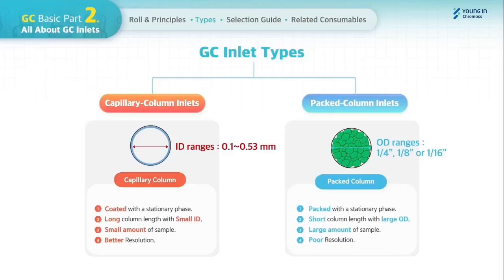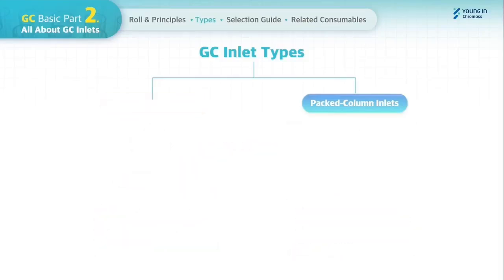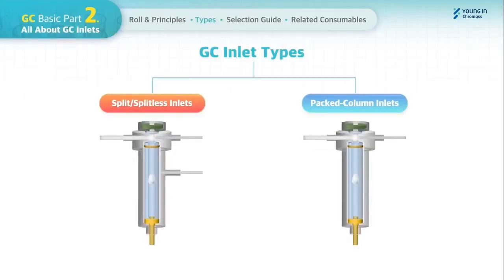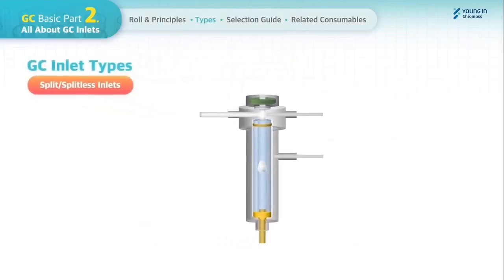The mostly used inlet in capillary column inlets is a splitless inlet. We will talk about more details of schematic gas flow by inlet types. Let's start with the flow path of the splitless inlet.